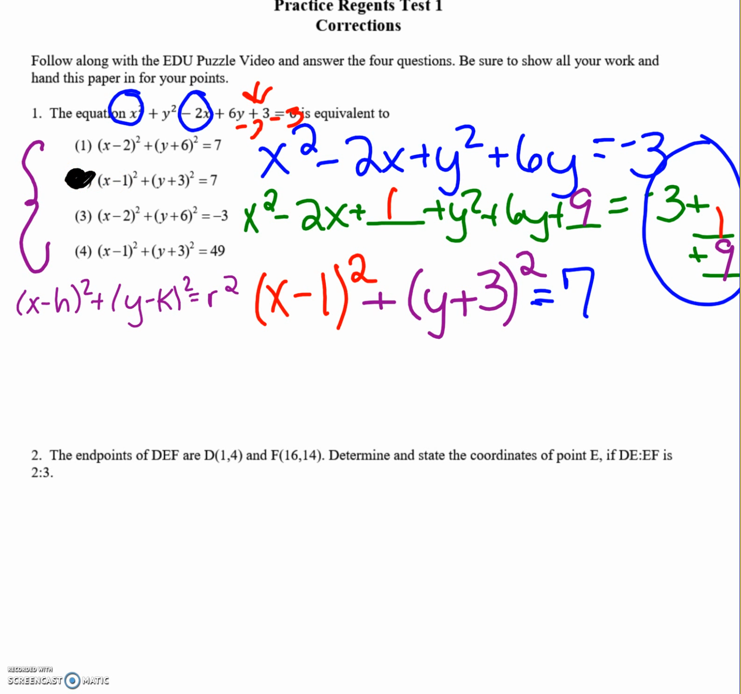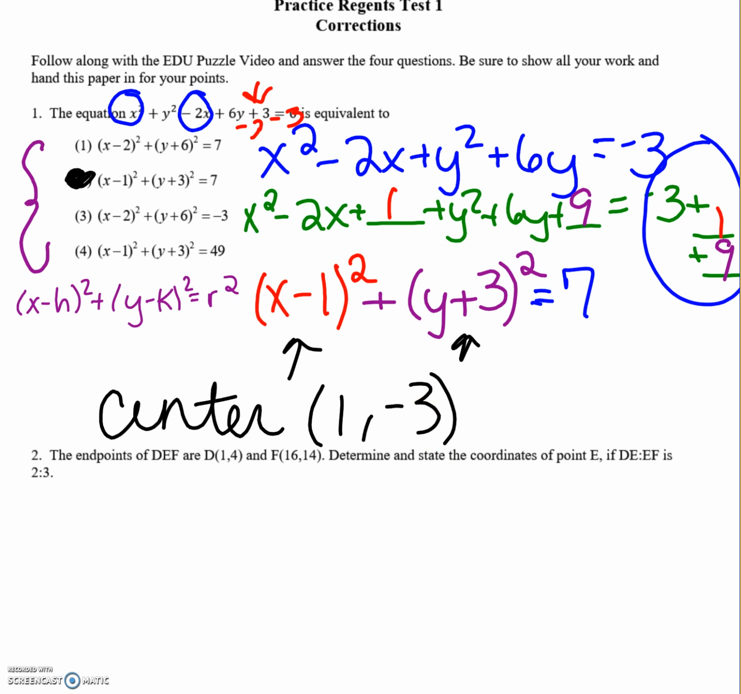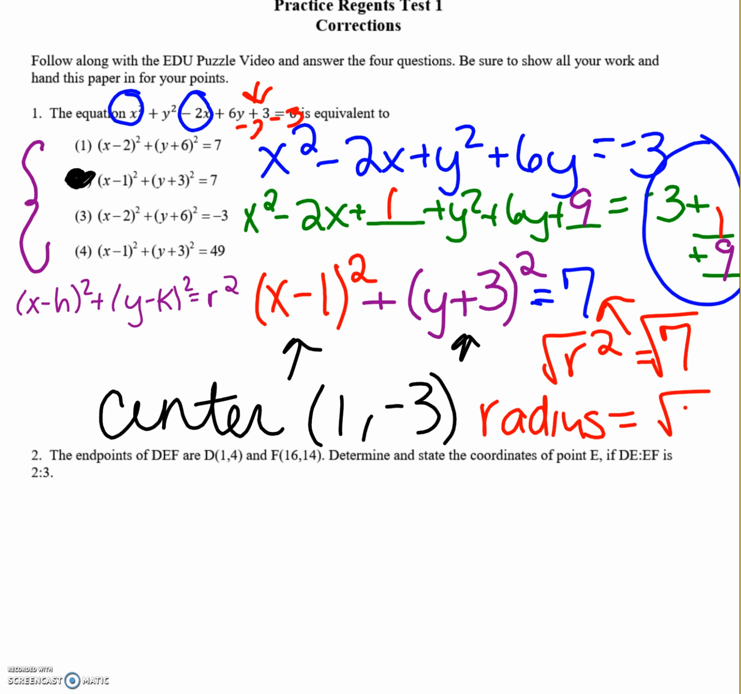If they said, what is the center? I need to think opposite of what I see. So my center is at (1, negative 3). And if they asked for the radius, if that's my radius squared, I need to take the square root of it. So my radius is equal to radical 7.